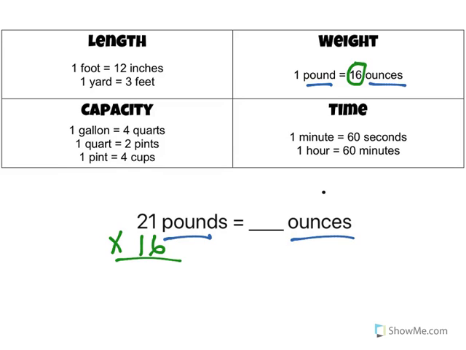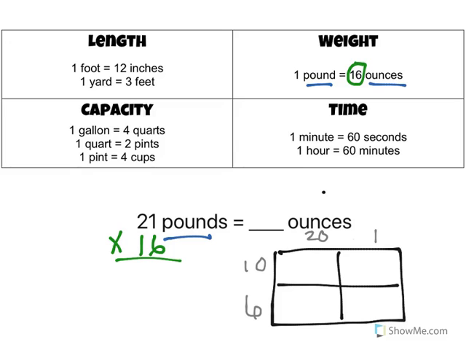This is a problem that would use an area model. With using an area model, I know that 10 times 20 would give me 200. 10 times 1 would give me 10. 6 times 20, I know that 6 times 2 is 12, and I can add a 0 to make 120. And then 6 times 1 is 6.